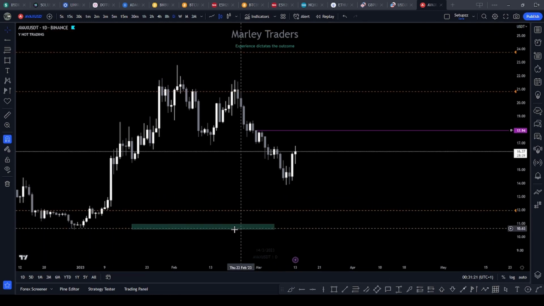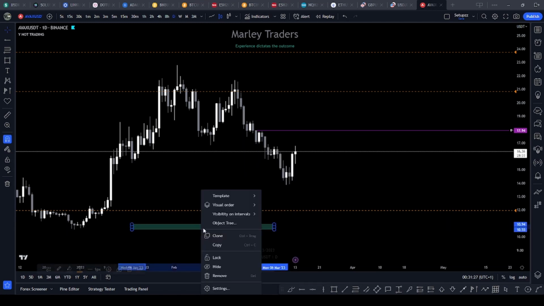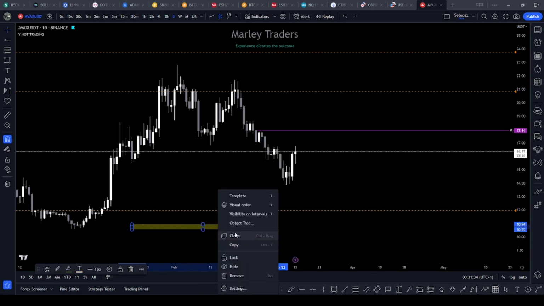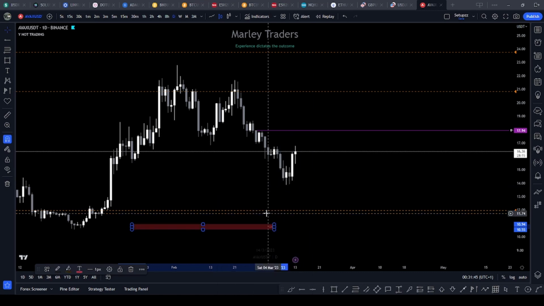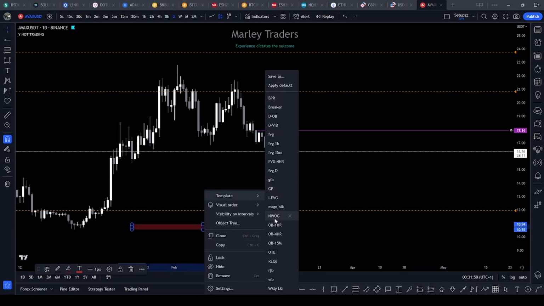So that is how I use this. Again, it has a lot of uses, okay? Volume imbalance, it has a different color. You see GIB, it has a different color. And then I have RJB, rejection block, similar to gap imbalance, I think.